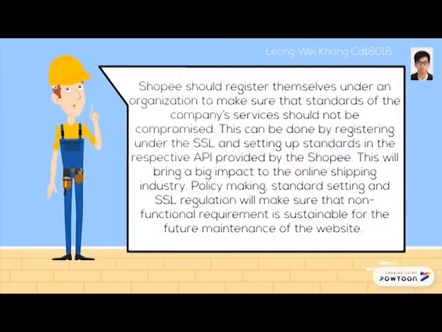Shopee should register themselves under an organization to make sure that the standard of their company service is not compromised. This can be done by registering themselves under SSL.